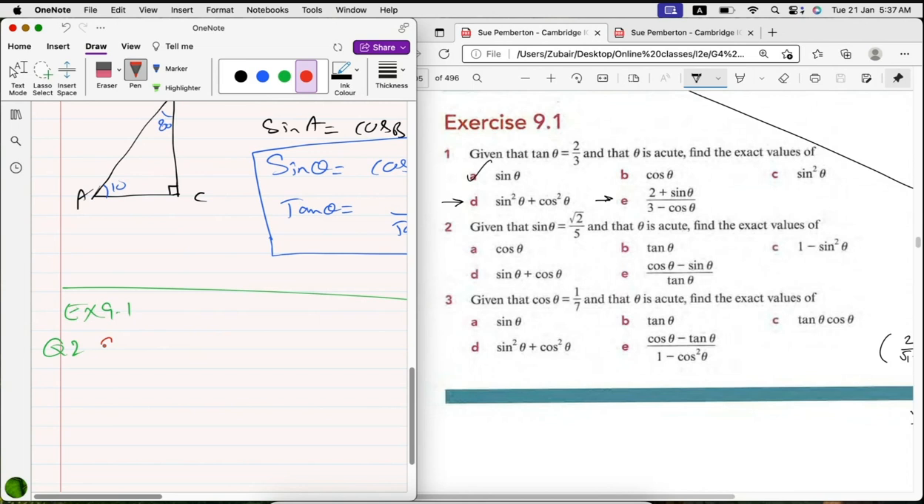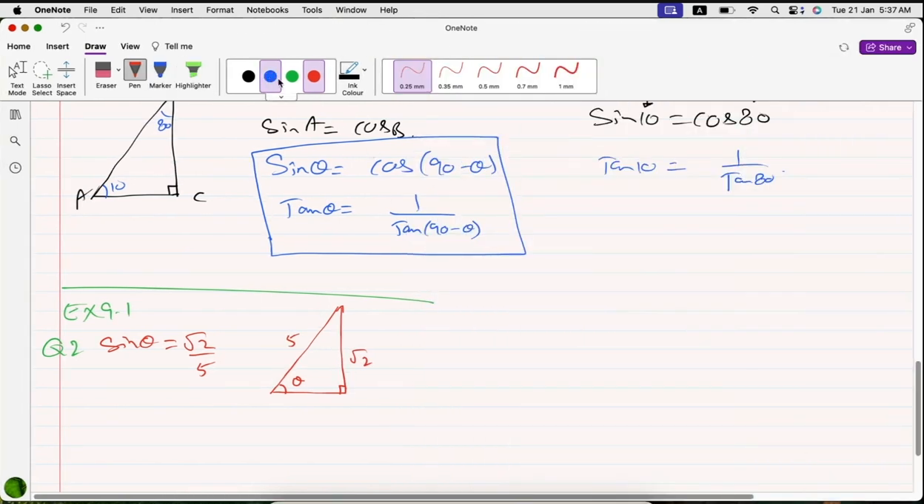So first of all, it is given that sine theta equals square root 2 by 5. Let this be a right angle triangle. It is given that it is acute, so sine theta is perpendicular over hypotenuse. Now solving for the third side: 5 squared is equal to square root 2 squared plus x squared. 25 equals 2 plus x squared, so 23 equals x squared. x equals square root 23.